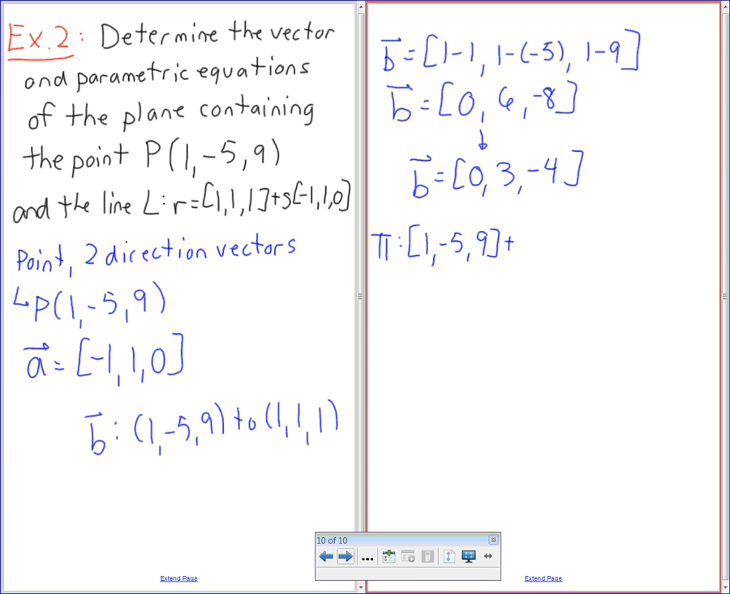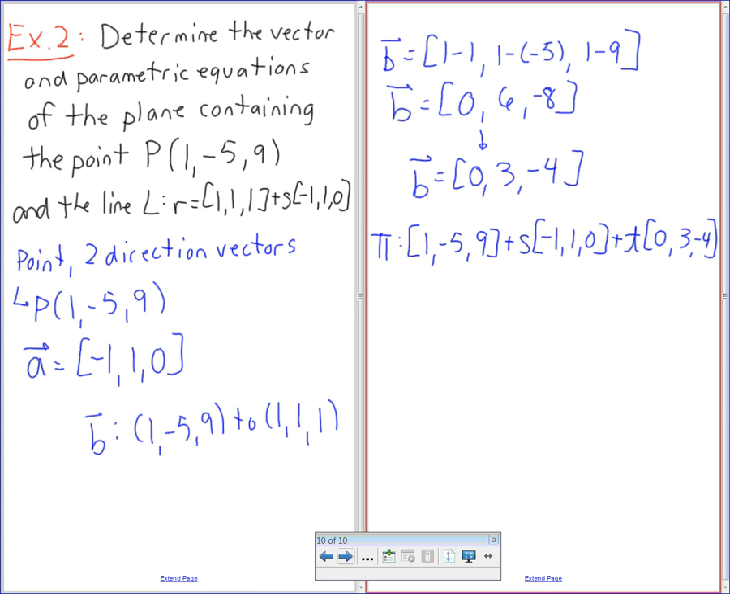Plus s, yeah, -1, 1, 0. Good. Keep going. Plus t, 0, 3, -4. Great. The T and the S switched. You could do it either way, it doesn't really matter. They're just the two direction vectors, and those are just variables to go with it, like the S and the T. They just mean a number. Yeah, exactly. Thank you very much, Harry. Thank you for being brave in front of the class.